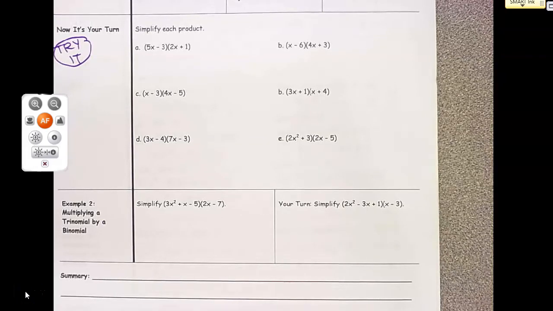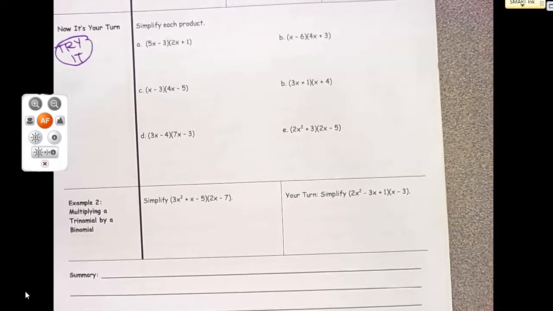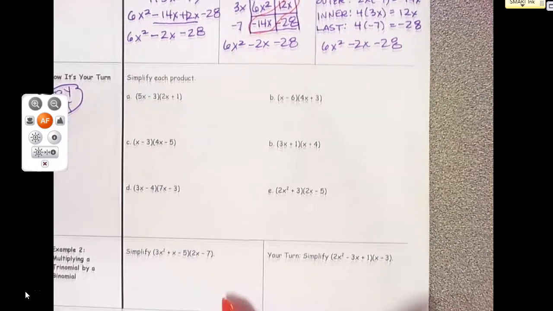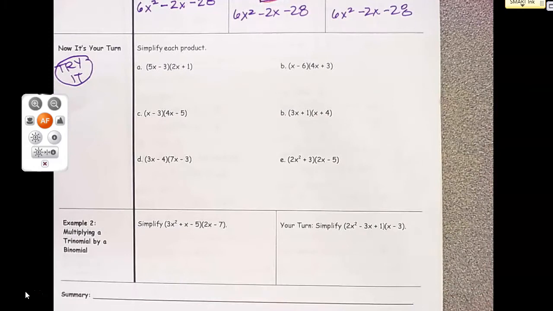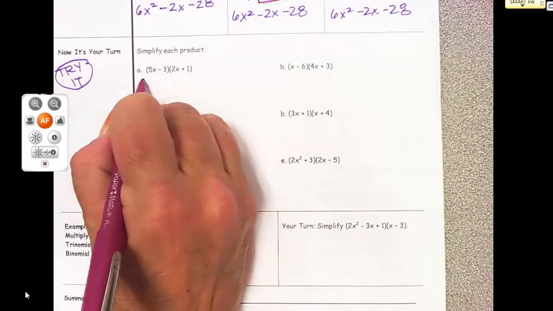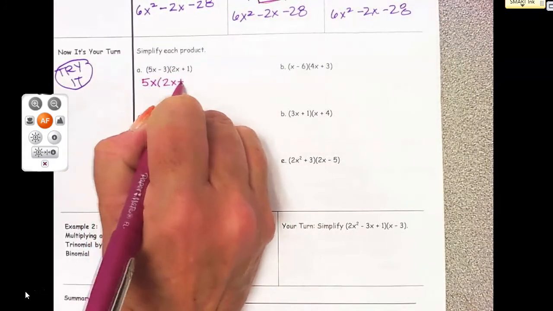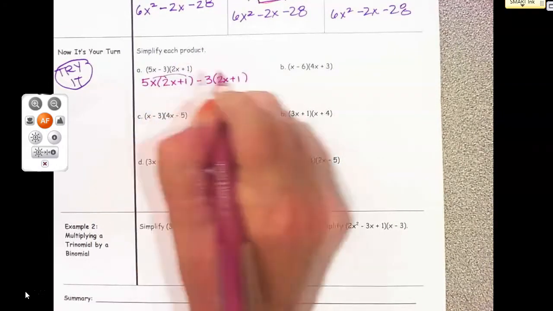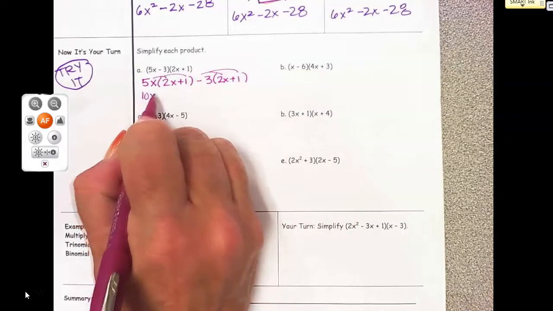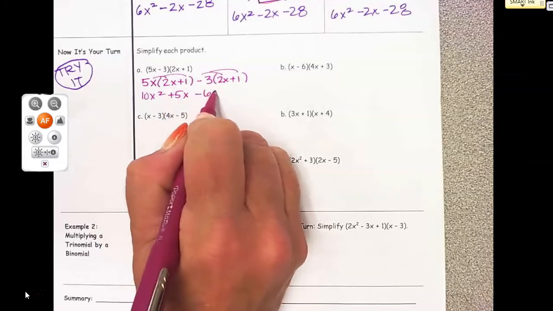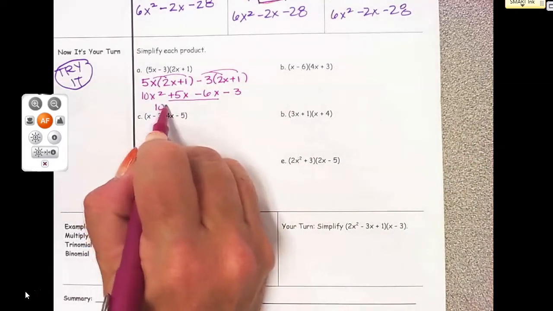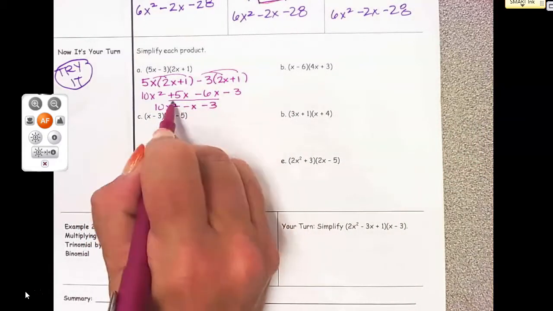Welcome back. Hopefully you paused the video so you could work these problems, binomials multiplied by other binomials. So let's check some answers here. For letter A, I like the distributive property method, so I'm going to write out 5x times 2x plus 1 minus 3 times 2x plus 1. And I'm going to distribute, so 10x squared plus 5x minus 6x minus 3. And then I'm going to combine like terms, so I get 10x squared minus x minus 3.